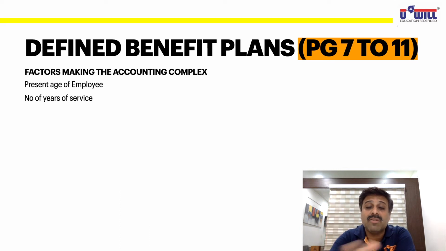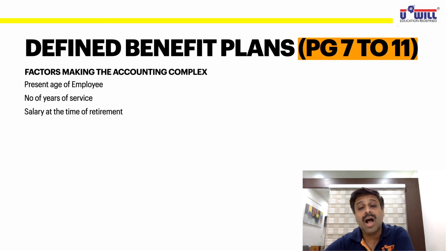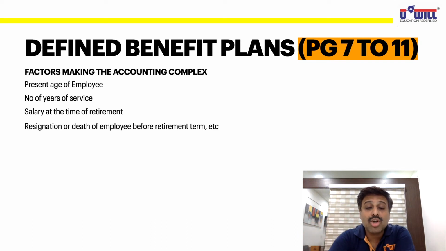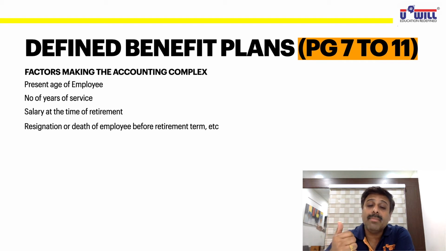The number of years of service of every employee, all 500 employees in the company will have a different number of years of service. Salary at the time of retirement is the most complicated thing to estimate. After 35 years, 30 years, 25 years, 15 years, what salary will we pay to the employee? That is itself a very difficult task to estimate. Resignation or death of an employee before retirement term is also possible. Some employees, it is not necessary that all will continue till 35 years. Some will retire in between, some will die in between. So all these estimations are required, which is a very, very difficult task.